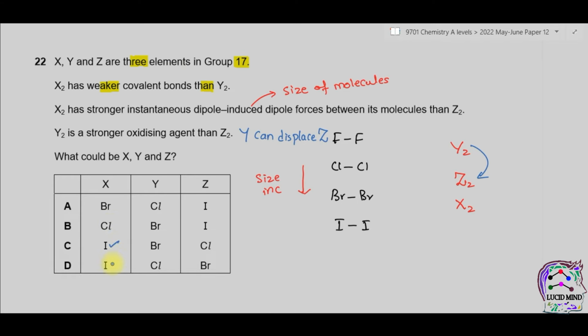So X could be iodine. Then we have Z above X, so above X we can have bromine or chlorine. And then Y: if we have chlorine then Y should be fluorine. If we have bromine then Y should be chlorine. So yes, this sequence seems to be correct. It means Y is chlorine, then Z is bromine and X is iodine. So the correct answer is D.